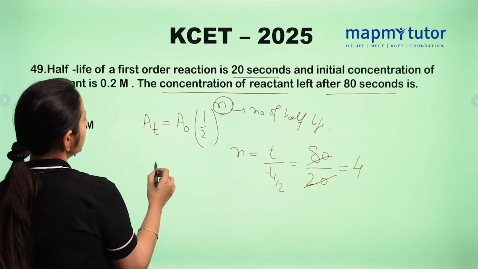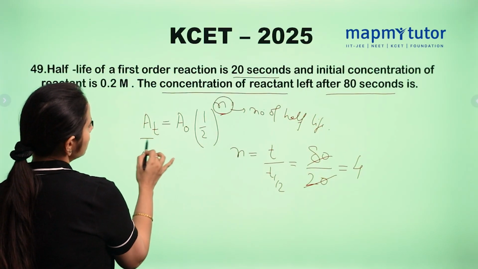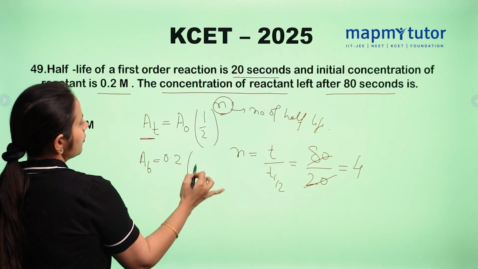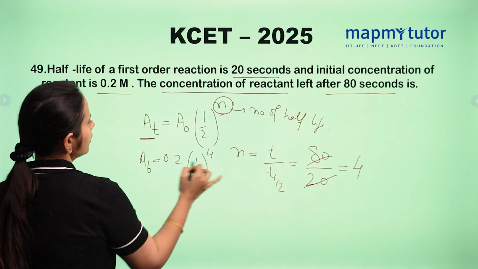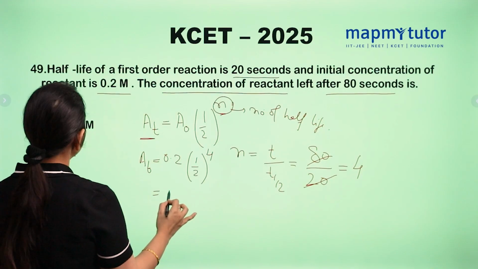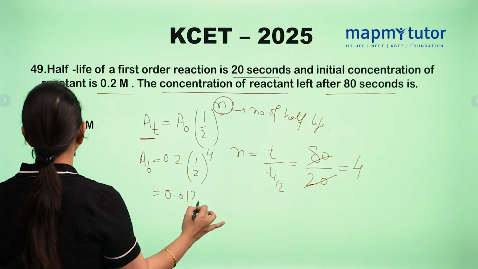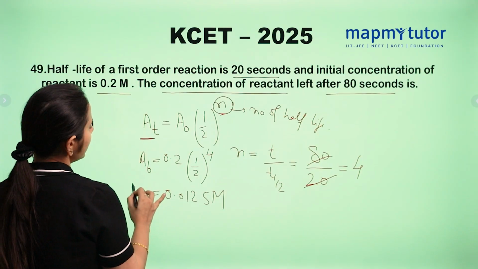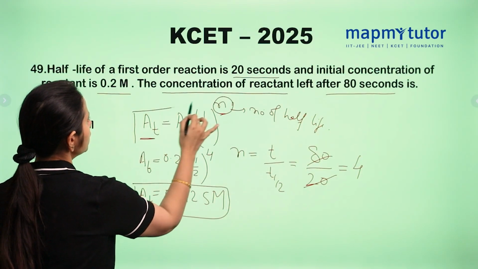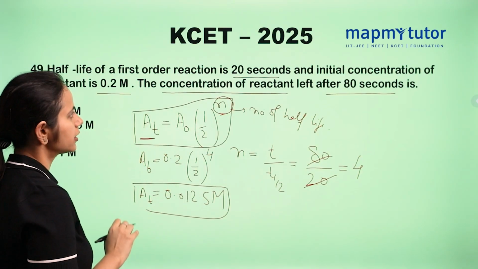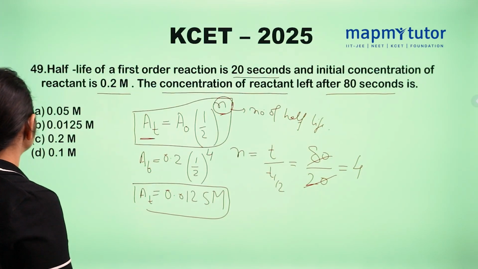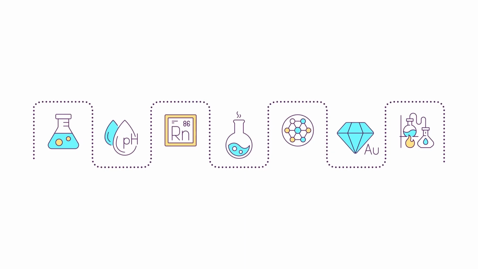Just put the value of n here. A naught is given as 0.2 molar, times 1 by 2 raised to power 4. On solving, you will get the answer 0.0125 molar. This way, very easily by using this formula, you can calculate the concentration of a reactant after a certain time. So B is the right answer.